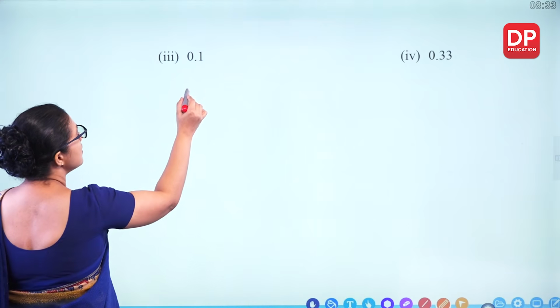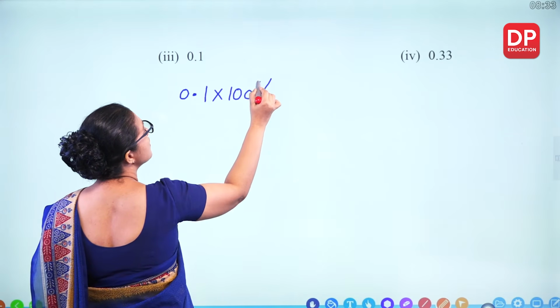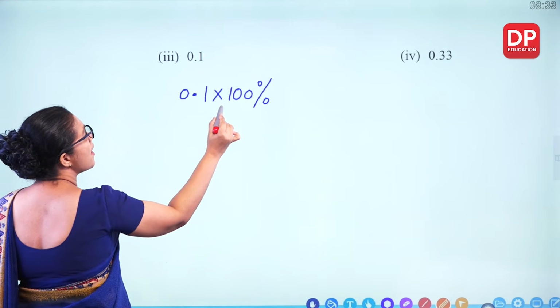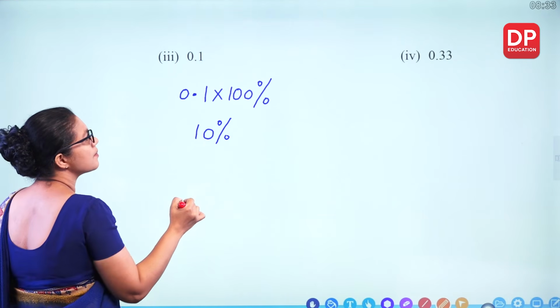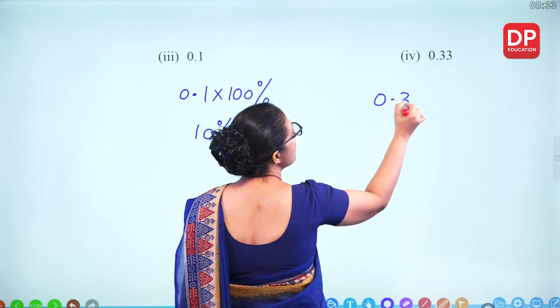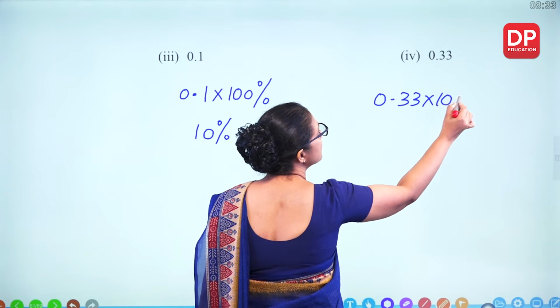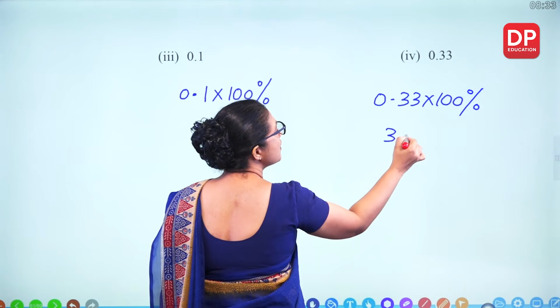0.1. Multiply by 100 and put the sign. So that means multiply by 100, 2 places to the right, 10%. 0.33. Multiply by 100 and put the sign. 1, 2, 33%.